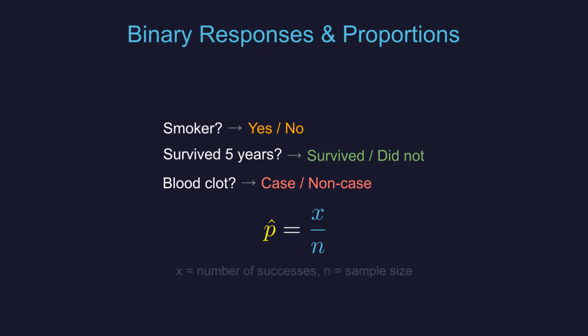We summarize these data with the sample proportion, p hat, which equals x over n, the number of successes divided by the sample size. A proportion is simply the average of zeros and ones.